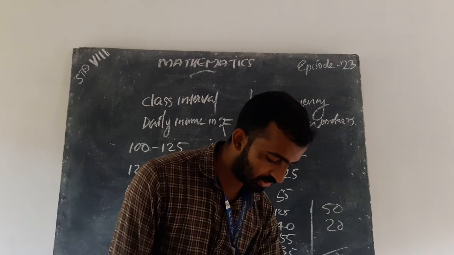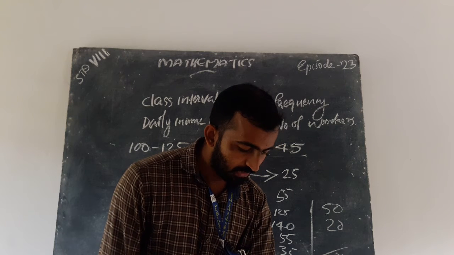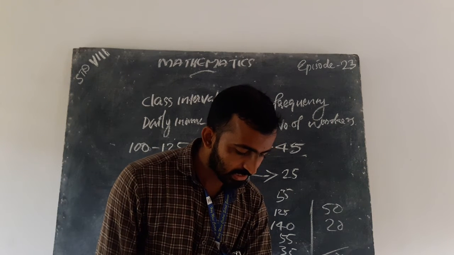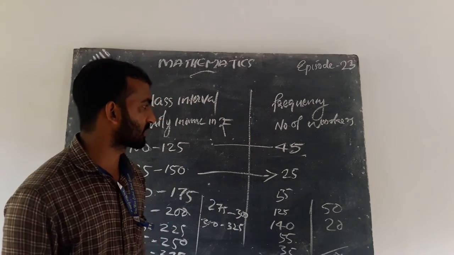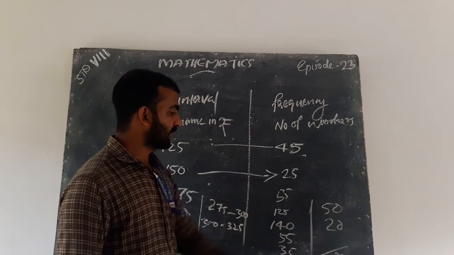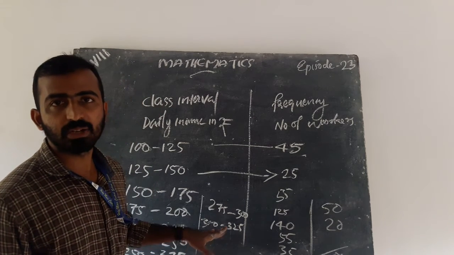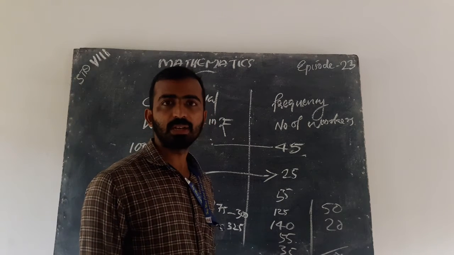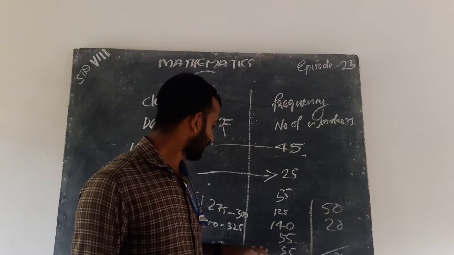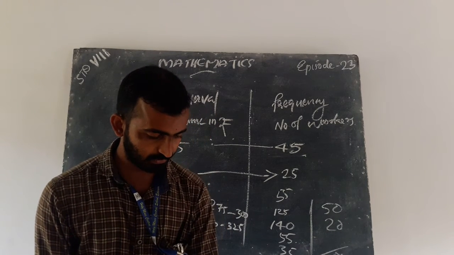And next question is, which class has the lowest frequency? That is 20, the lowest frequency, representing 300 to 325.